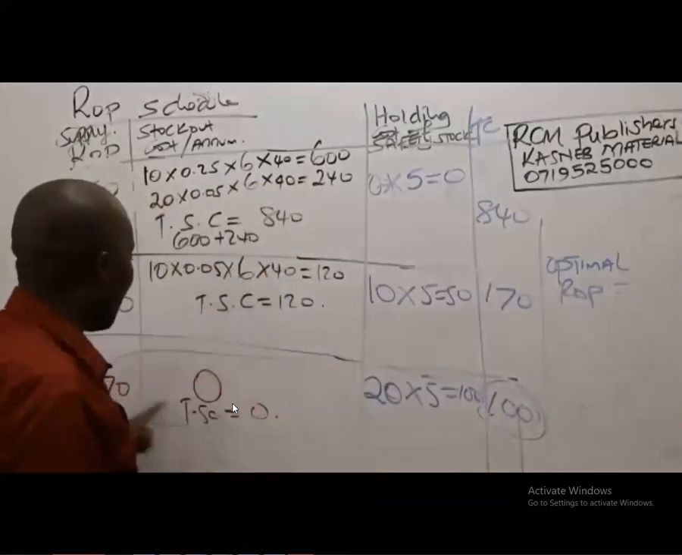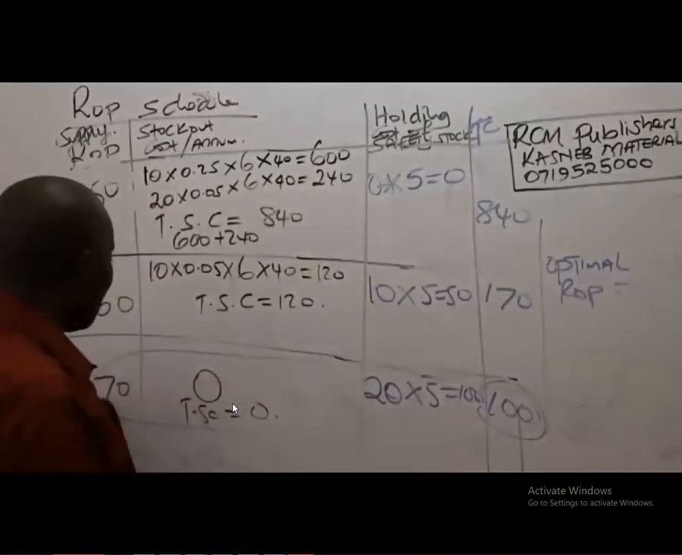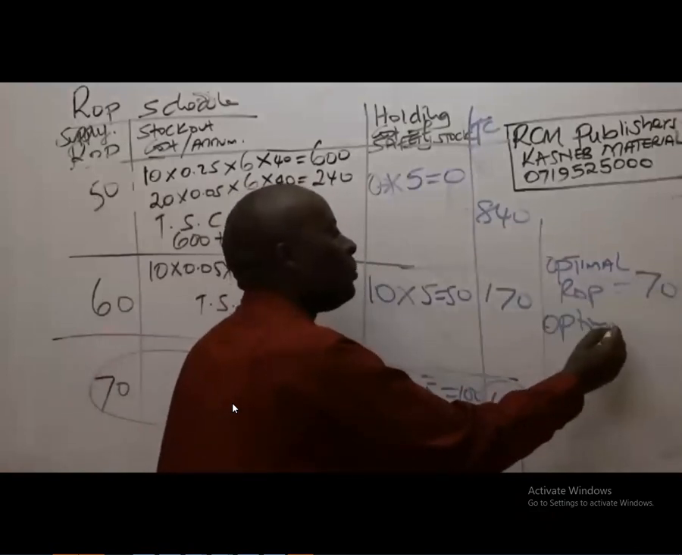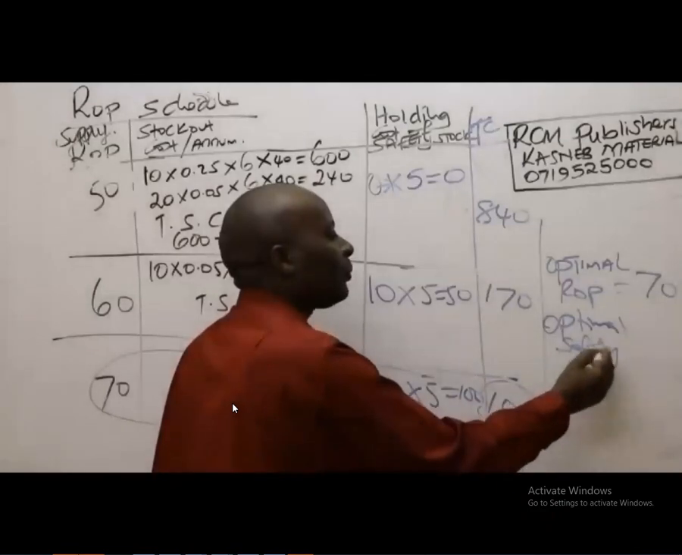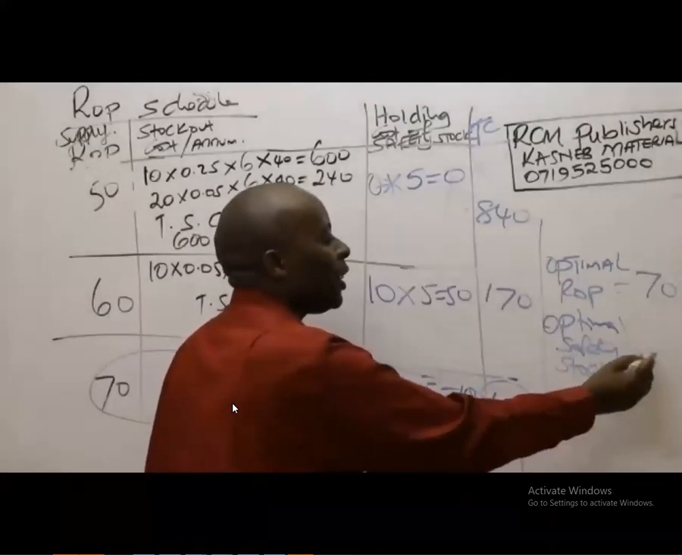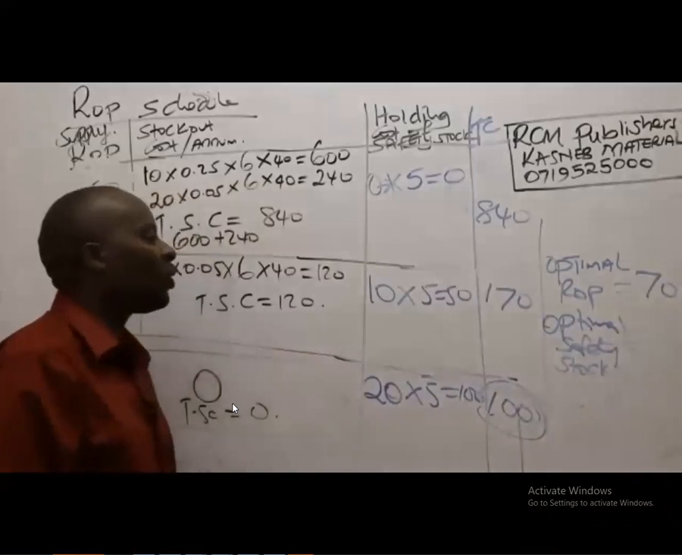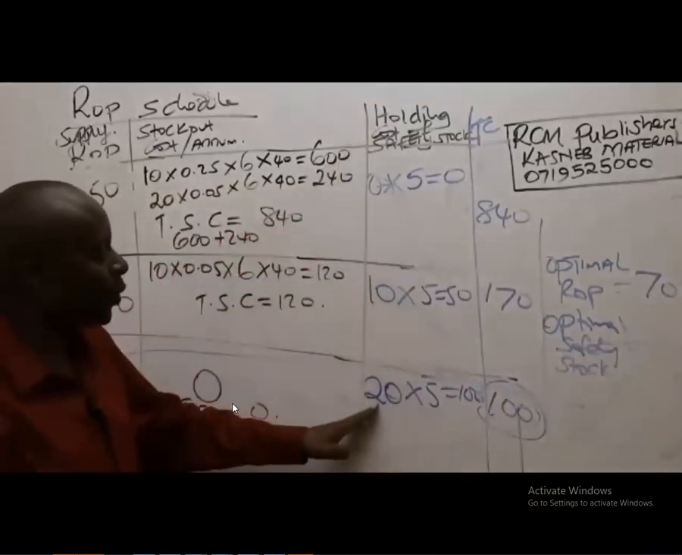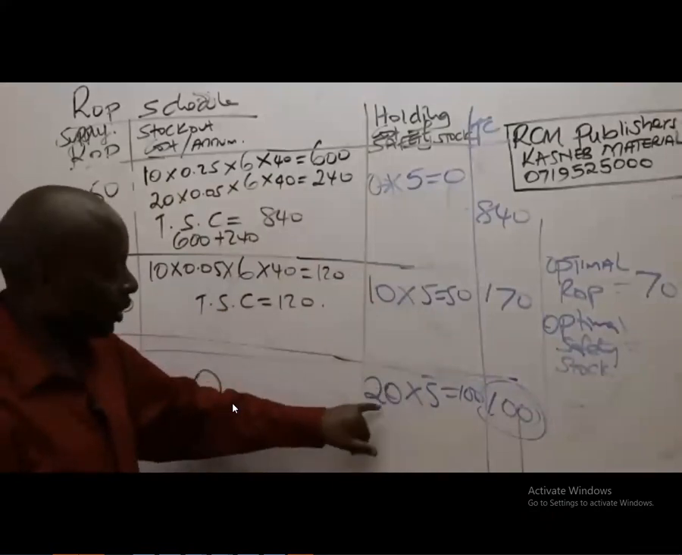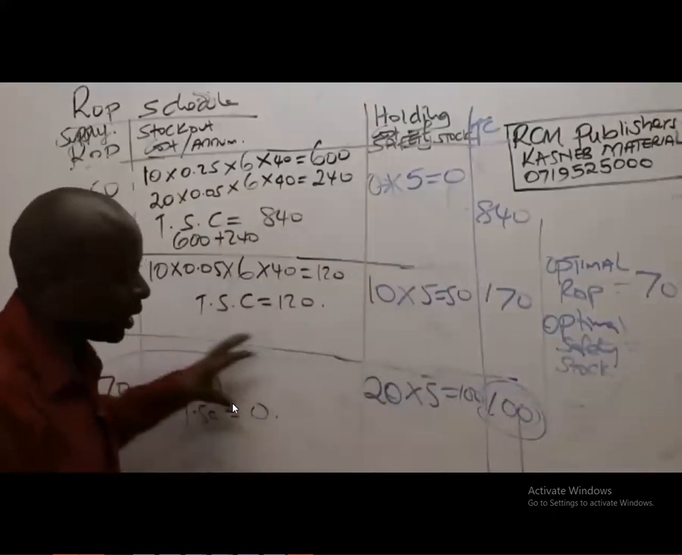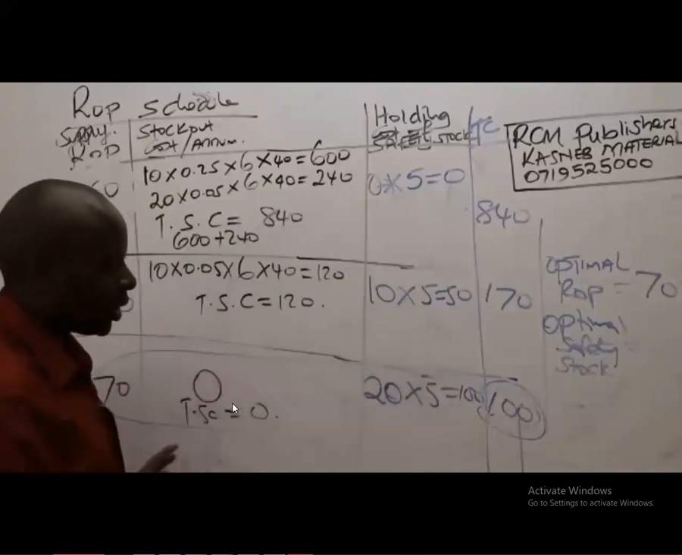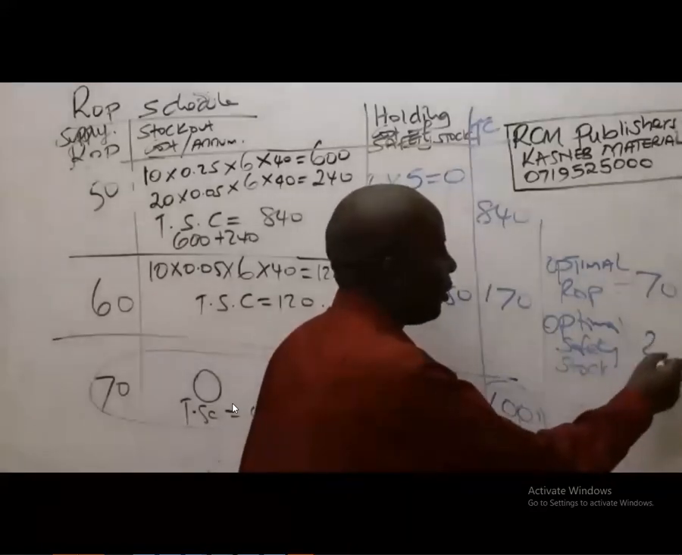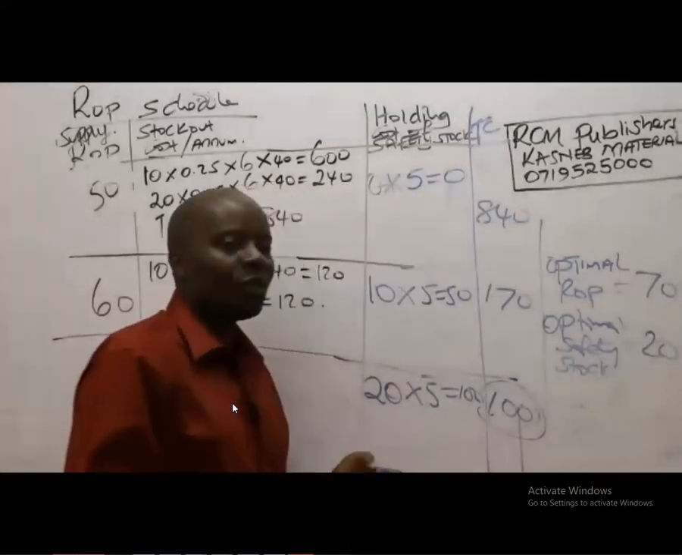So the optimal reorder point comes from this particular row, which in this case happens to be 70. And then of course he'll ask about the optimal safety stock. So the optimal safety stock, ladies and gentlemen, in this particular case, what do we have? Safety stocks are here: 0, 10, and 20. The optimal safety stock will be the one in the row where optimality exists. So in this case, the optimal safety stock will be 20 units.